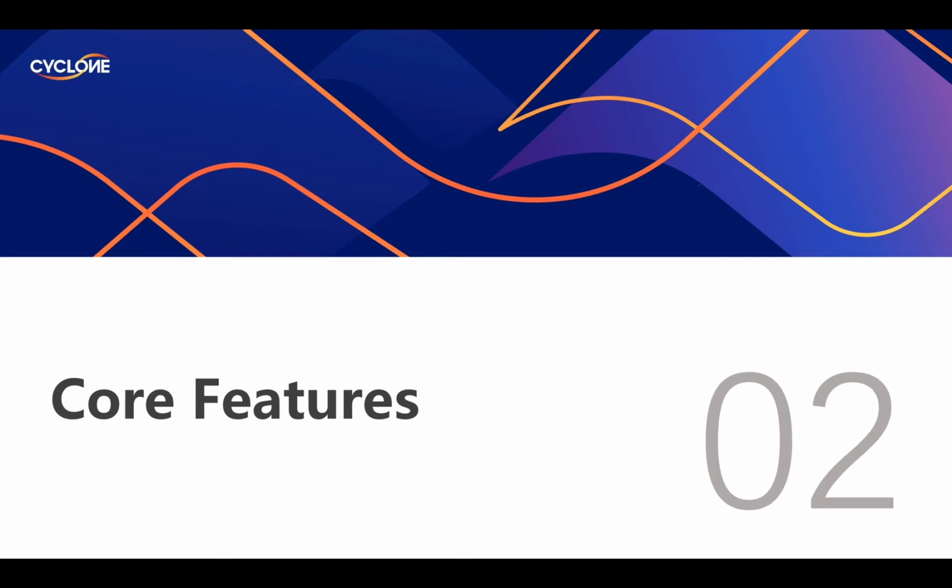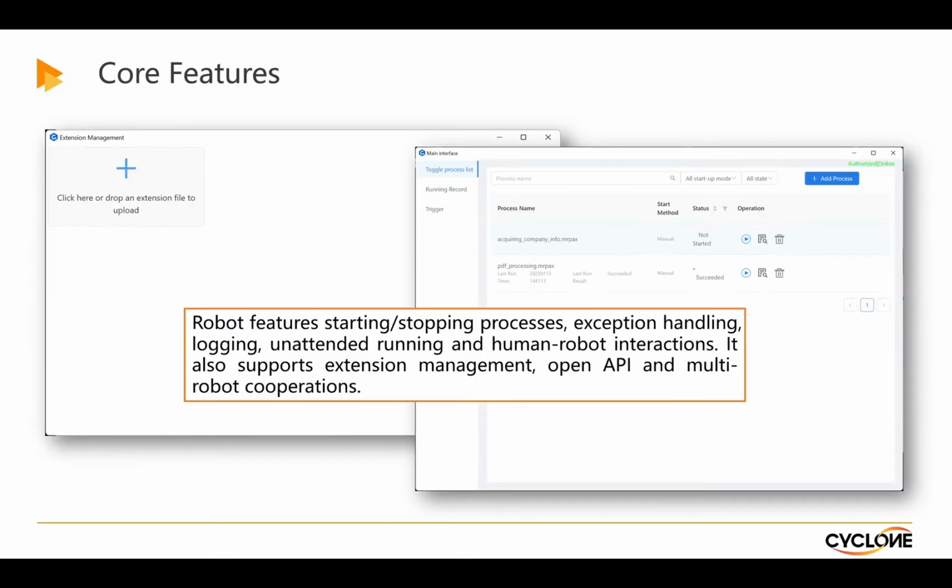Next, in terms of core features, Cyclone RPA Robot is capable of controlling workflow execution, whether to start manually or by triggering. It can also handle exceptions, maintain running logs, and fully support unattended running as well as human-bot interactions.